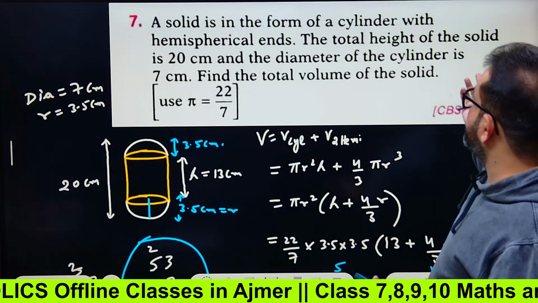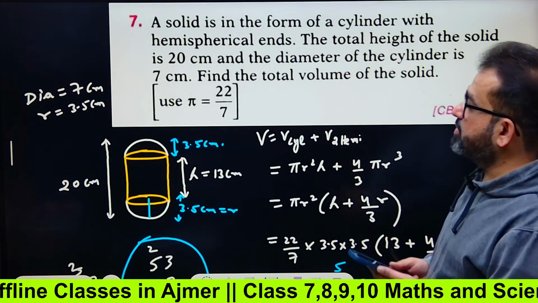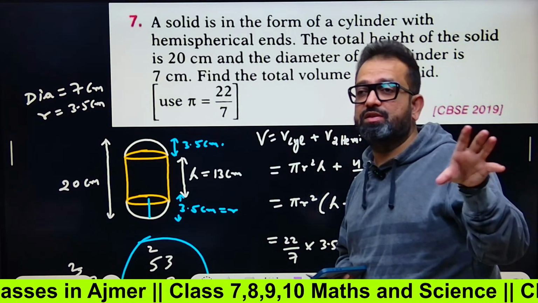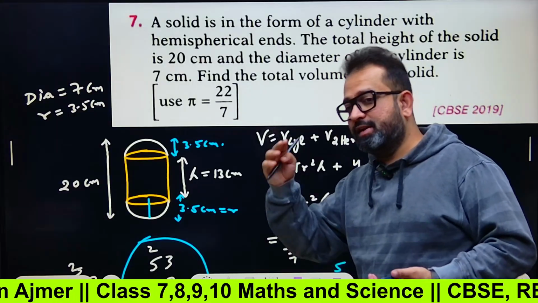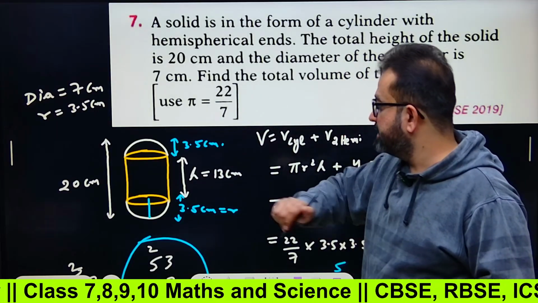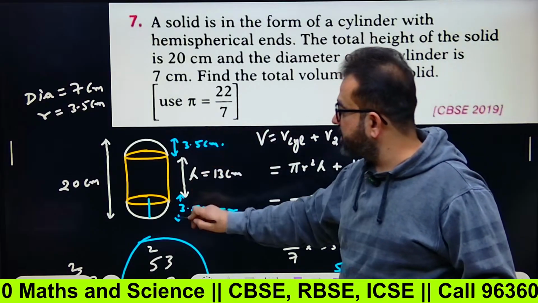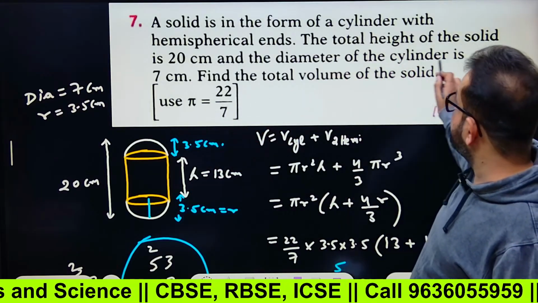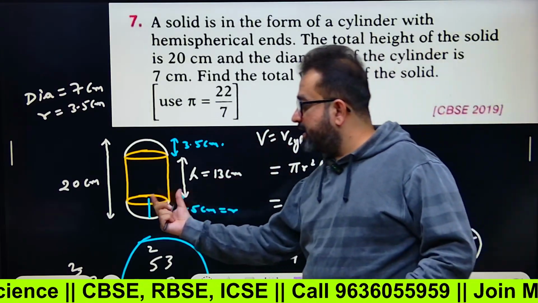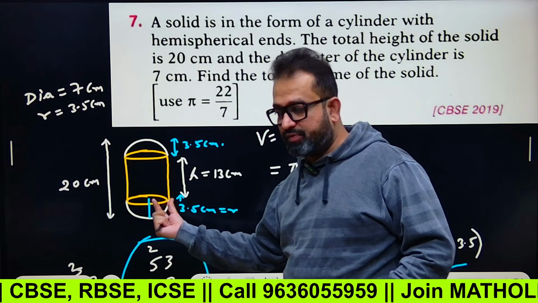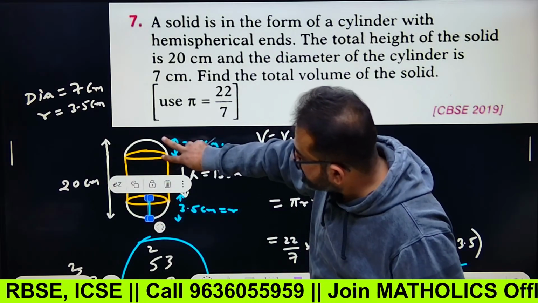A solid is in the form of a cylinder with hemispherical ends. You must have seen this question in NCERT also in the form of gulab jamun. There is a cylinder, hemisphere here, right? Now, the total height of the solid is 20, and the diameter of the cylinder is 7. So radius will be 3.5, this is 3.5, this is 3.5.